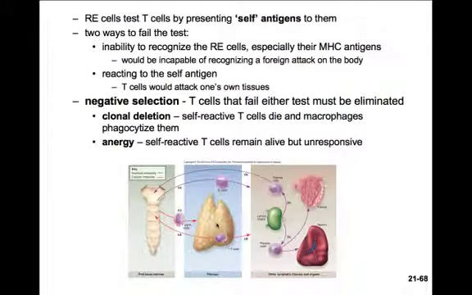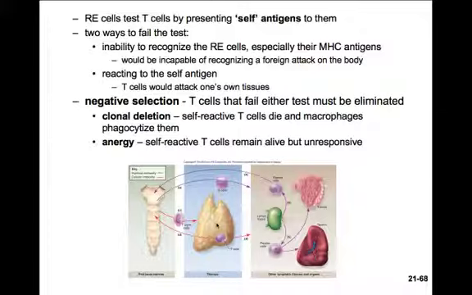Now, in order to graduate from school, the T cells need to be tested. We need to be sure that they're able to recognize antigens, but not react to self-antigens. So the reticular epithelial cells will test the T cells by presenting self-antigens to them. They can fail the test in 2 ways. First of all, they may not recognize the reticular epithelial cells and their antigens. This means that they would be incapable of recognizing a foreign attack because they don't recognize antigens, period.